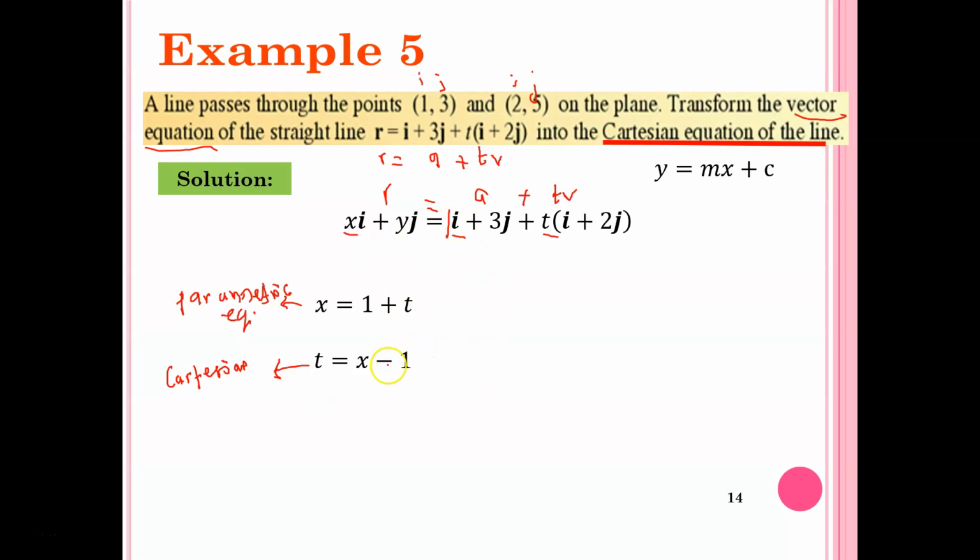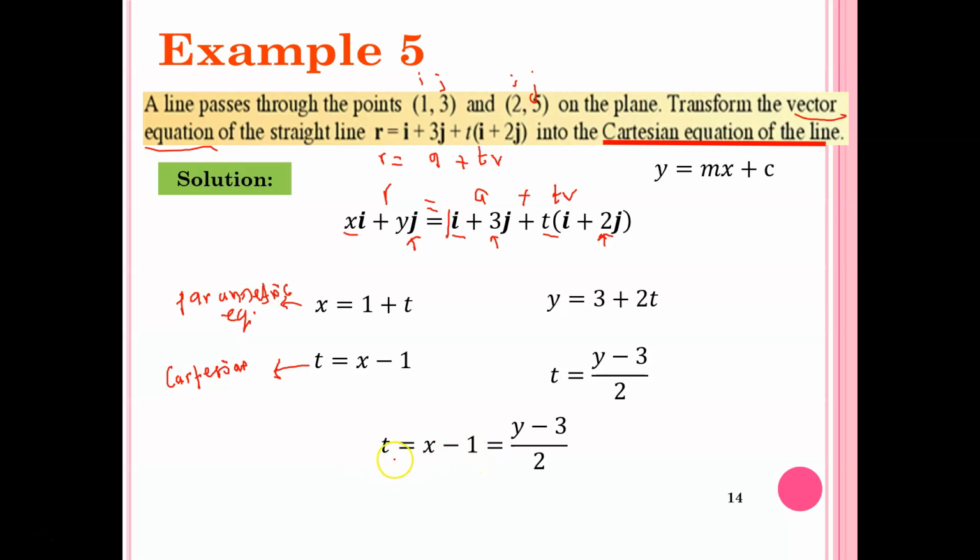It is the same for the i term, and then we go to the j term. On the left hand side you have y. On the right hand side you have 3 and 2t. Don't forget to multiply with the t over here. So you have y equal to 3 plus 2t. When we eliminate the t, we rearrange: t equals y minus 3 divided by 2. So you can now obtain your Cartesian equation.